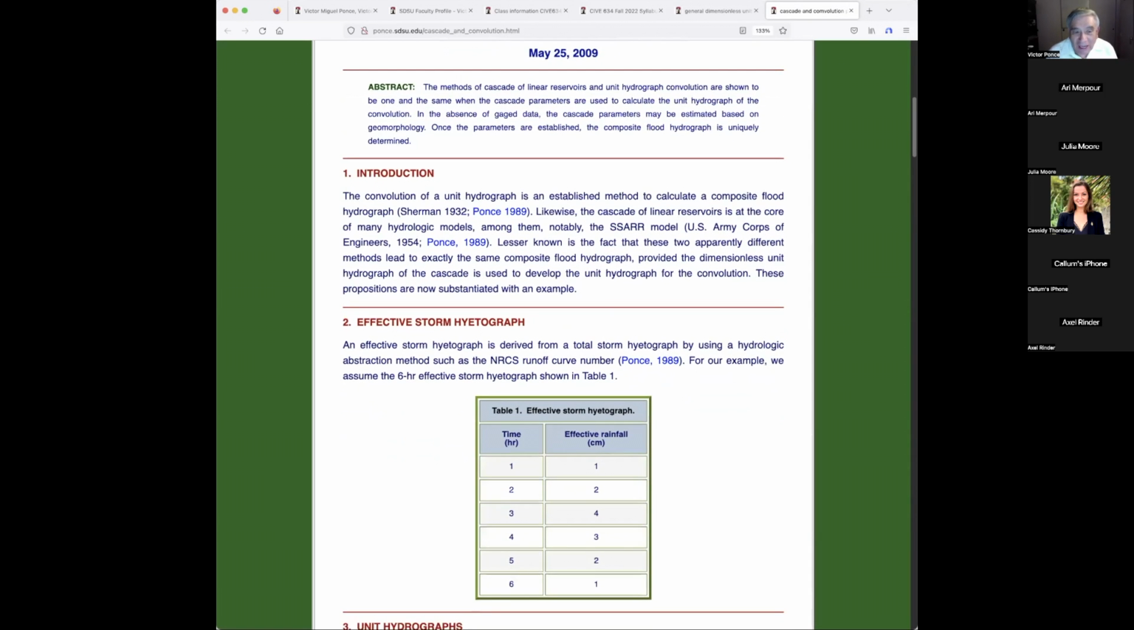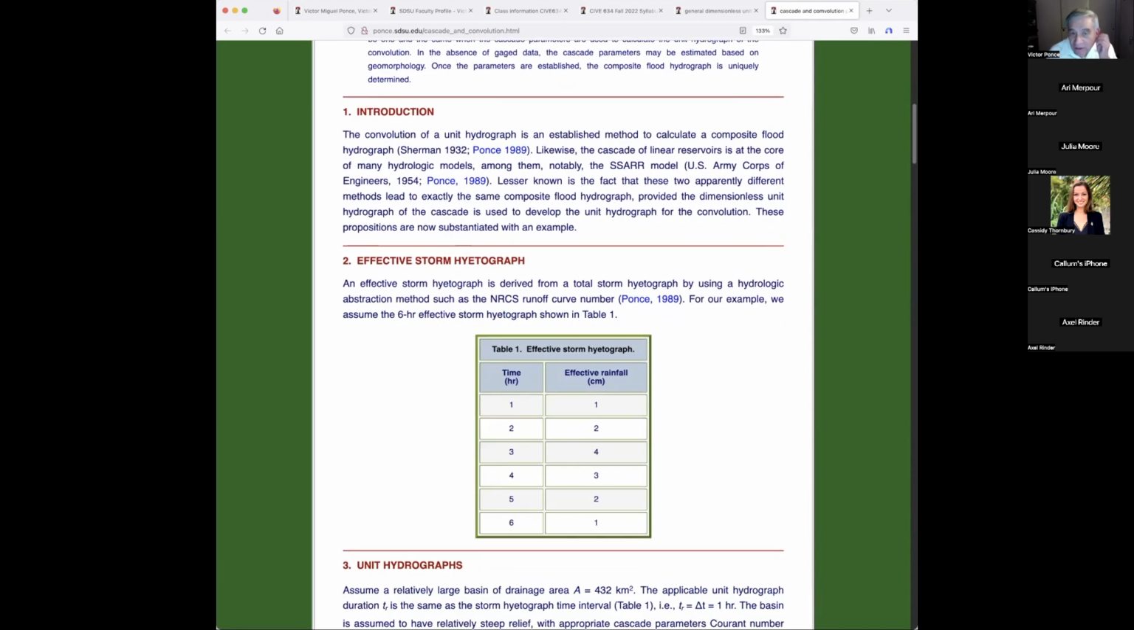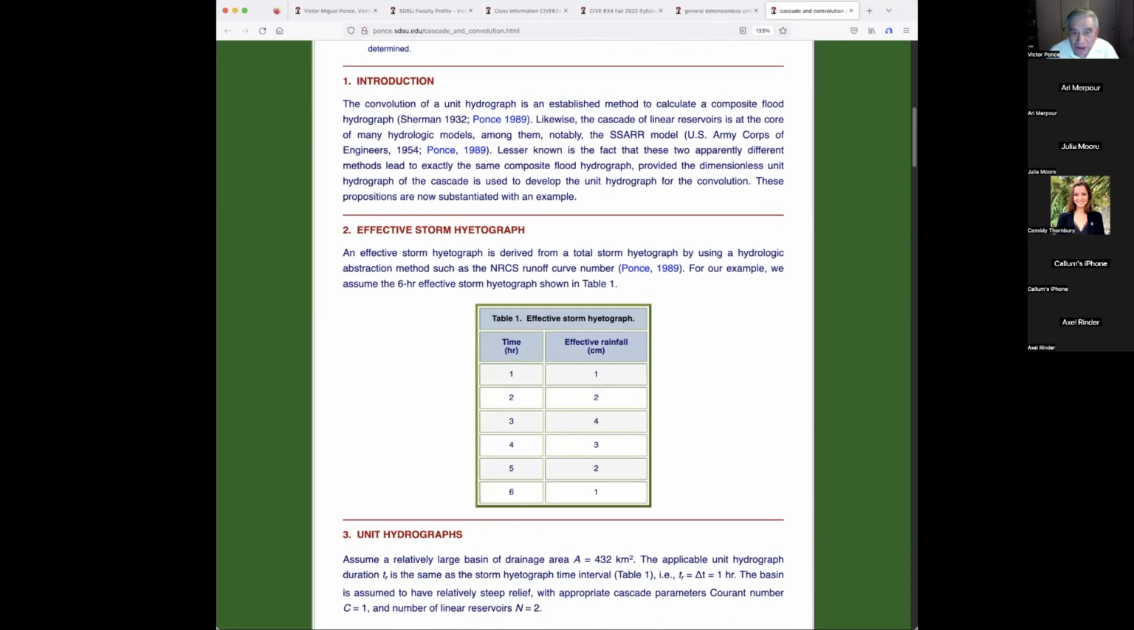Okay, so lesser known is the fact that these two apparently different methods lead to exactly the same composite flood hydrograph, which is what we want to do. All this business, if we could call it a business, is to get to the composite flood hydrograph. In other words, the convolution of a unit impulse, which is the unit hydrograph, and the effective storm hydrograph or effective storm pattern. Okay, so we're going to substantiate these propositions in here with an example. We're going to do the two calculations, presumably diverging among themselves, and yet we're going to get to the same answer.